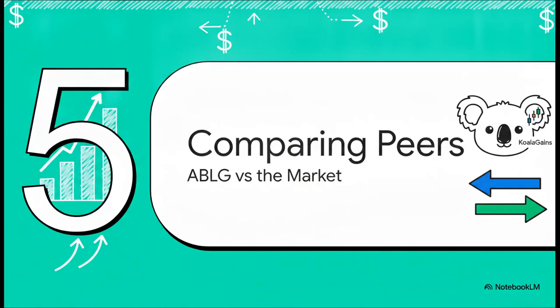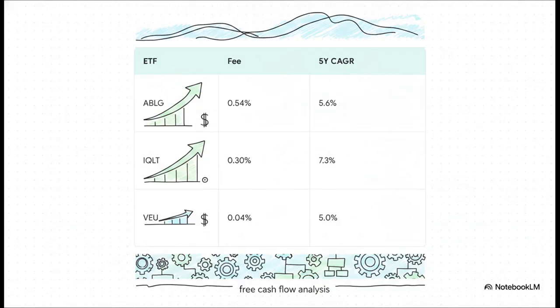Section 5. Comparing ABLG to peers. Let's shift perspectives and see how this actually competes in the broader ETF marketplace. Now, what's really interesting about this slide is the hard performance data over a 5-year stretch. ABLG, carrying a 0.54% fee, achieved a 5.6% compound annual growth rate, so it did slightly beat the broad passive Vanguard baseline index, VEU, which sat at 5.0%.